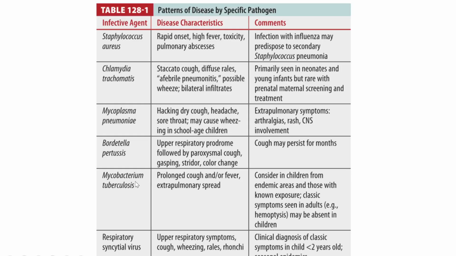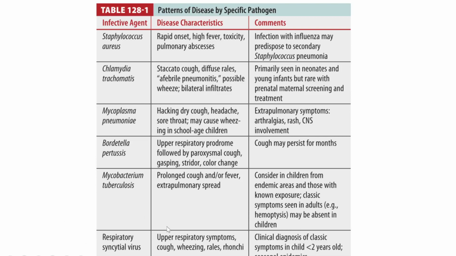Mycobacterium tuberculosis will have a prolonged fever, cough, and also a low-grade fever with an evening rise of temperature. And there could be extrapulmonary spread. We should consider Mycobacterium tuberculosis in children from endemic areas and those with a known exposure. Classic symptoms seen in adults may be absent in children.